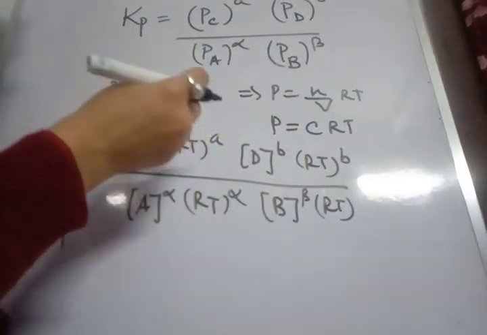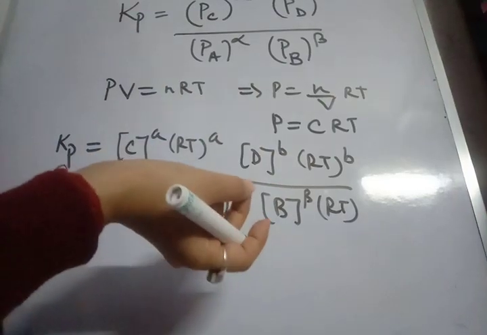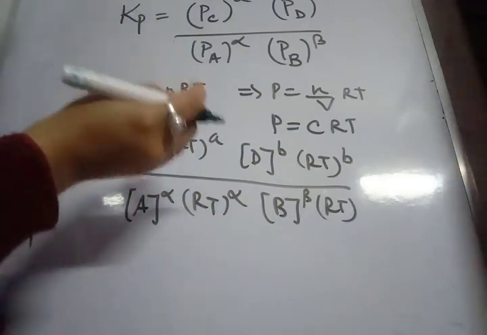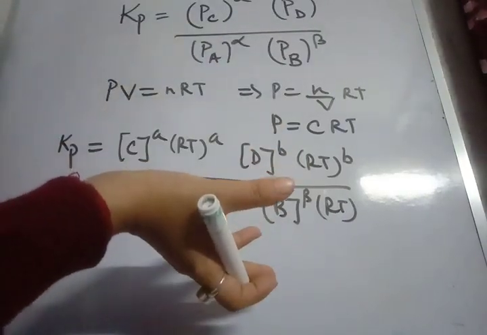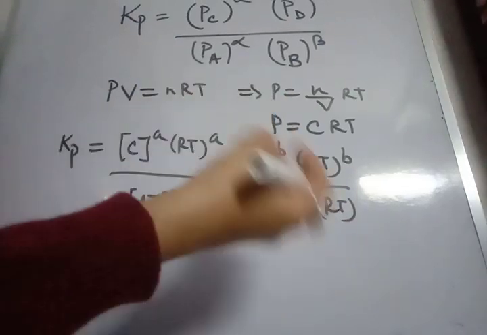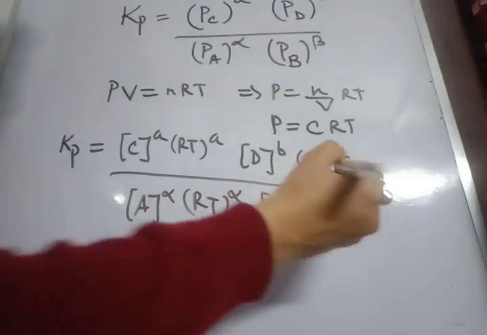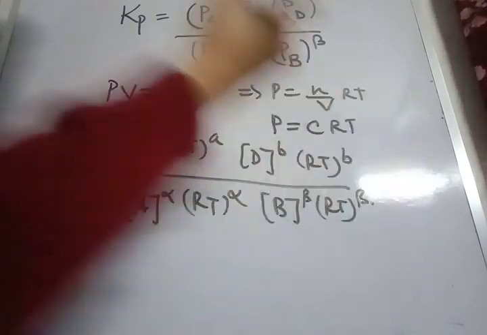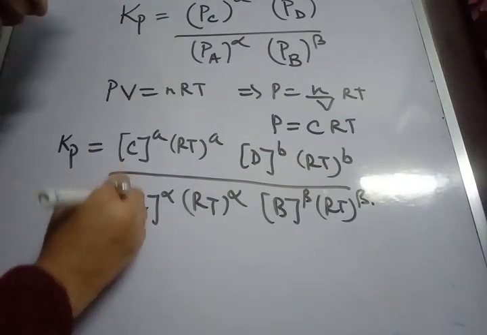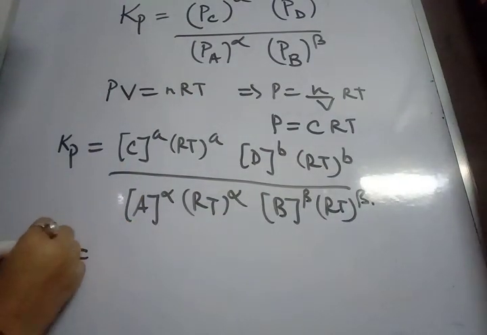Now this small a, small b, alpha, beta, they are the respective stoichiometric coefficients. We could have taken some other stoichiometric coefficients also, like small a, small b, small c and small d. That is our choice. Now we will be separating the RT term and the concentration term. So Kp equals what?